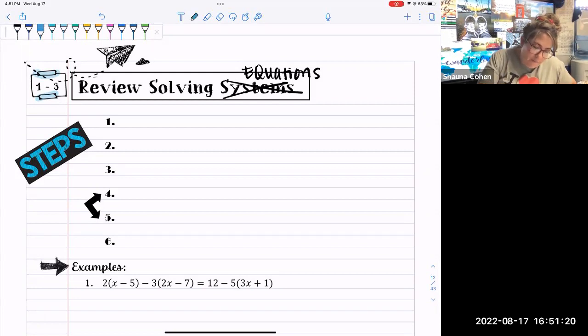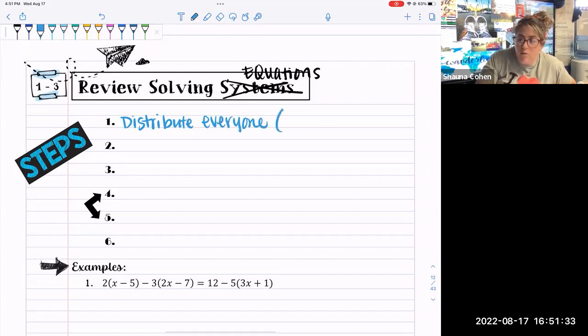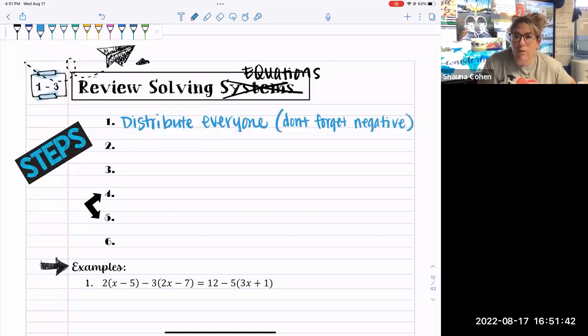So the first step is going to be distribute, just like normal, distribute everyone. Distribute everyone. Don't forget negatives. Sometimes you only have to distribute in a negative. So be very careful. Also, when you distribute, don't forget to multiply the negatives because there's a lot of times that people distribute and then all of a sudden things don't turn negative or turn positive. It gets weird.